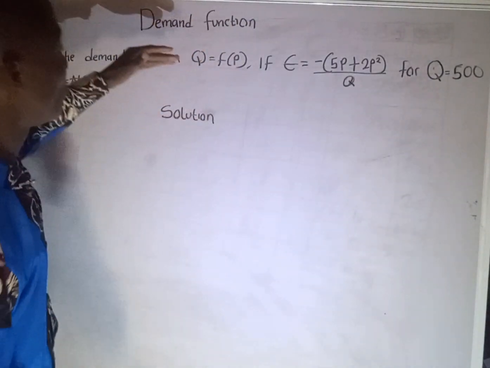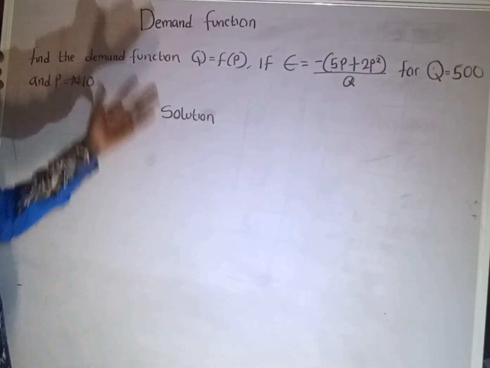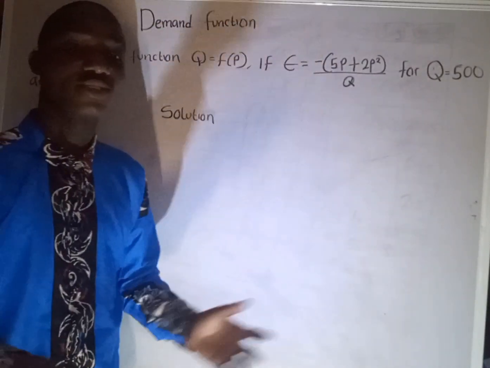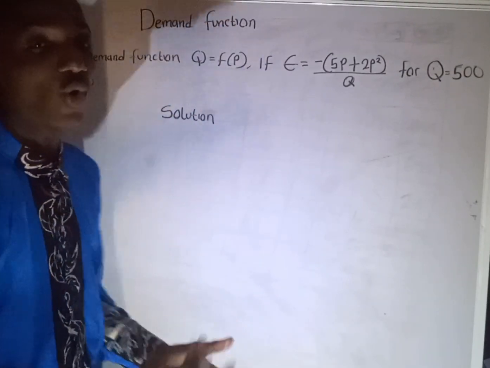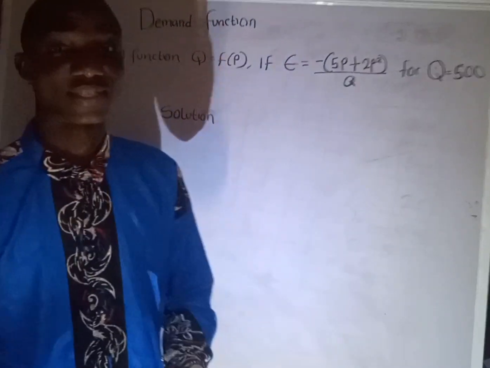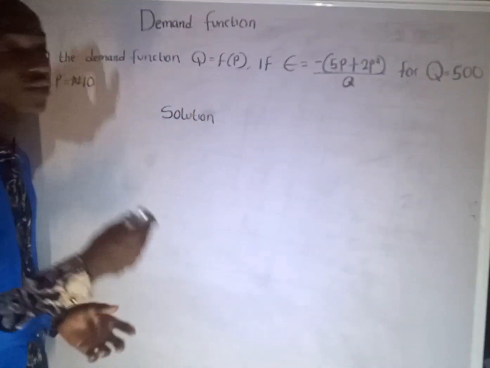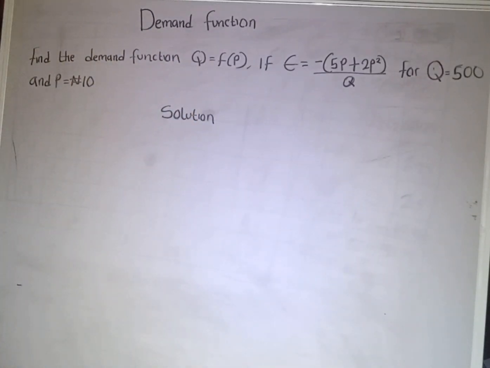In today's video, we are going to be solving a question on demand function. Don't forget, demand function shows the relationship between the quantity of commodity demanded and the price. So the function is known as the demand function. Here is the question that we are going to be solving.